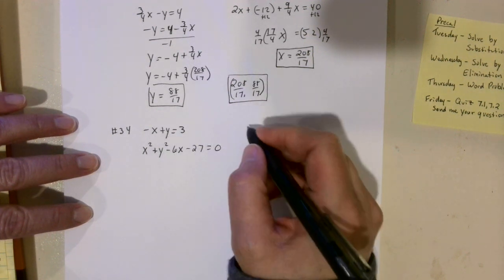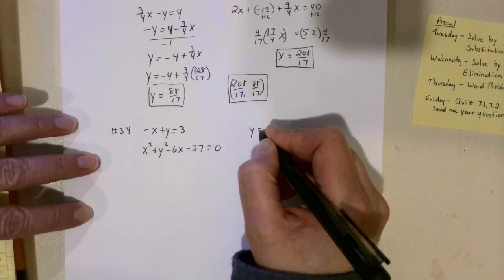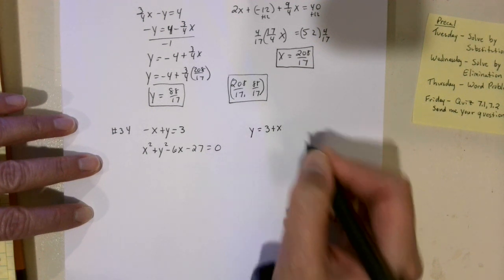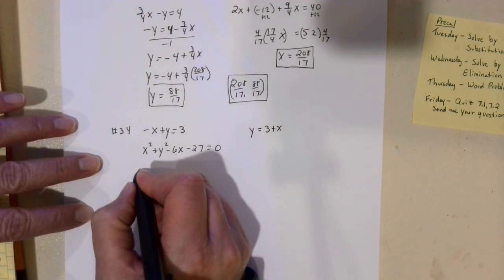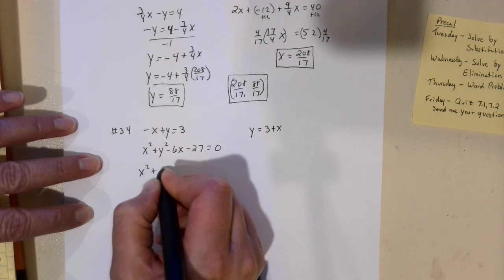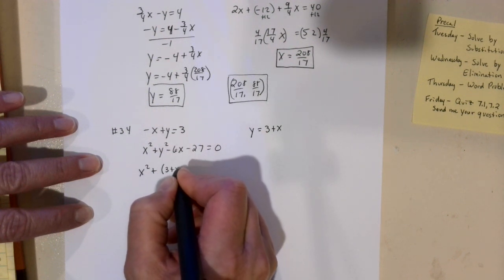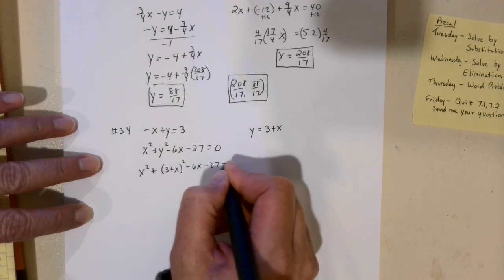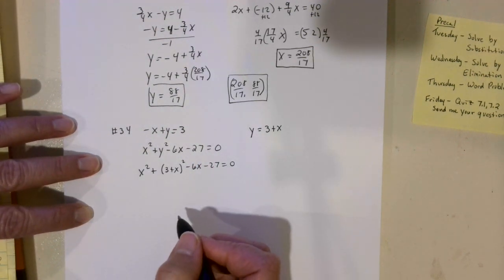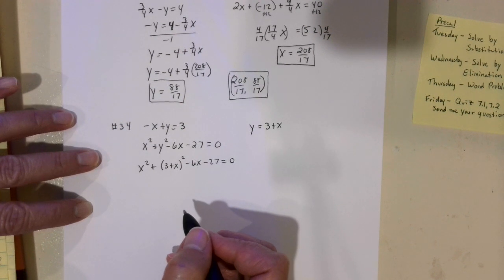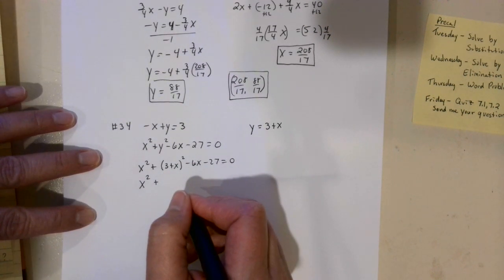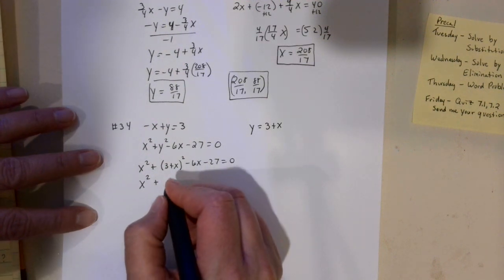I'm going to start the same way. I'm going to take the top equation and solve for y. So I'm going to have 3 plus x. I'm going to substitute that into the bottom equation. In place of the y, I'm going to put 3 plus x. I need to make sure I've got my parentheses and my exponent. You guys know that I would probably be asking questions as we go through this.